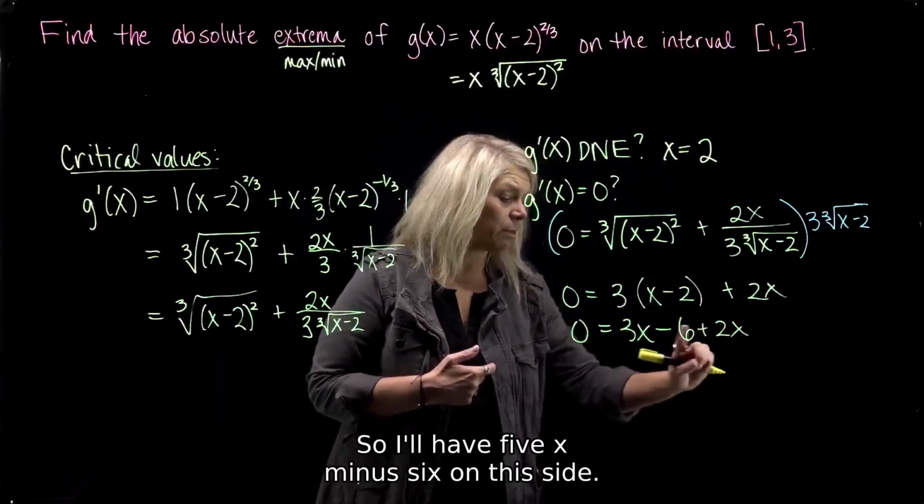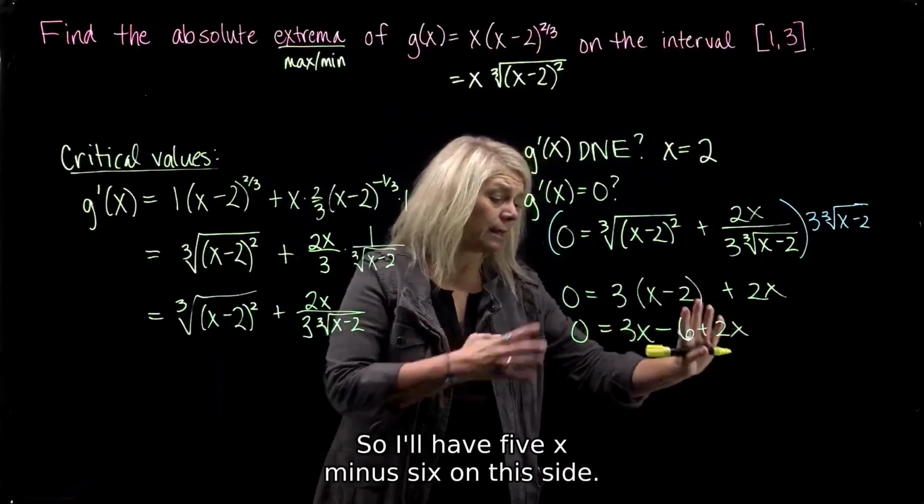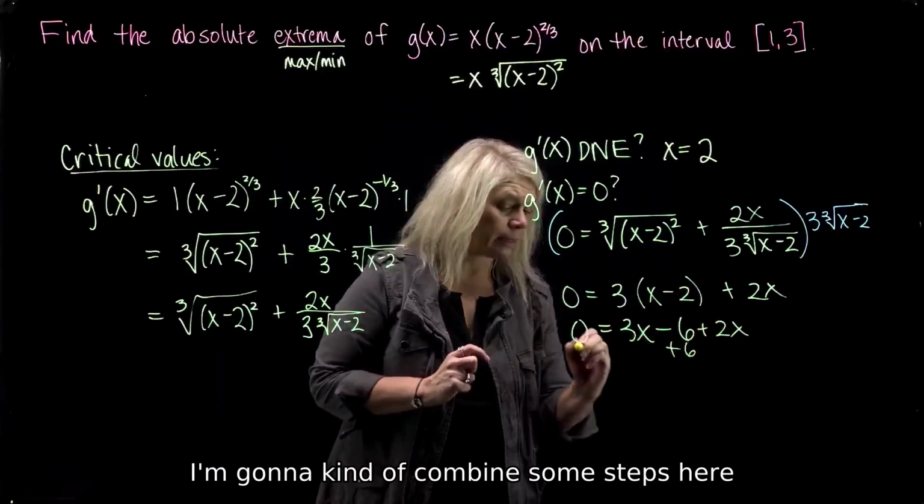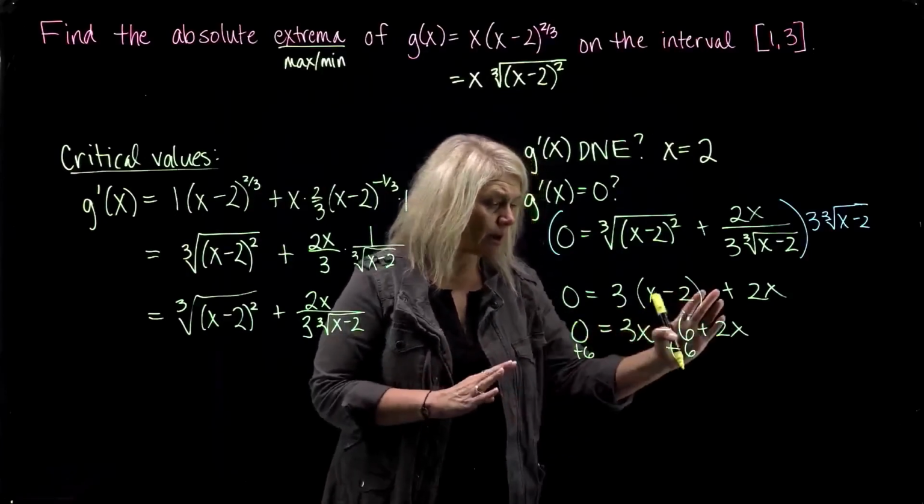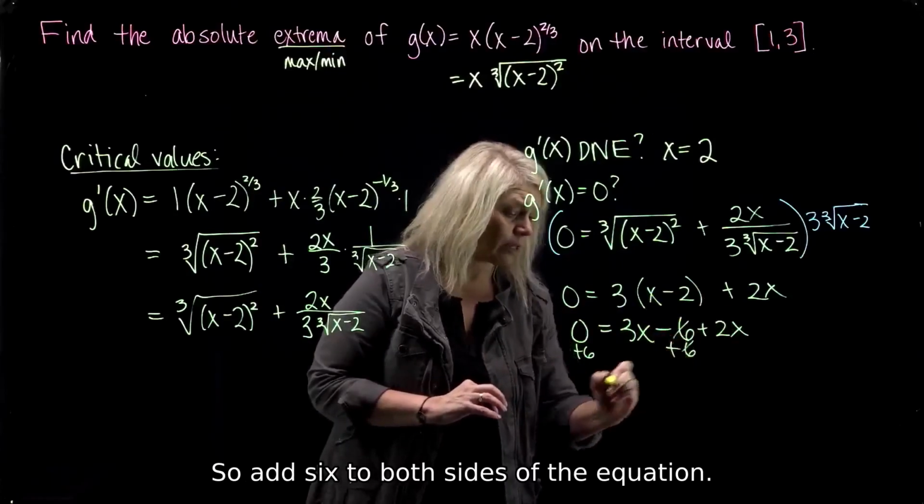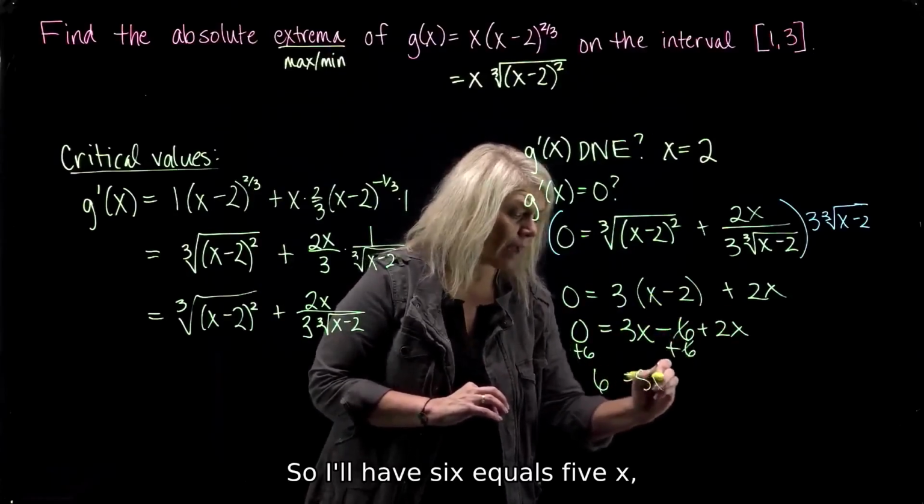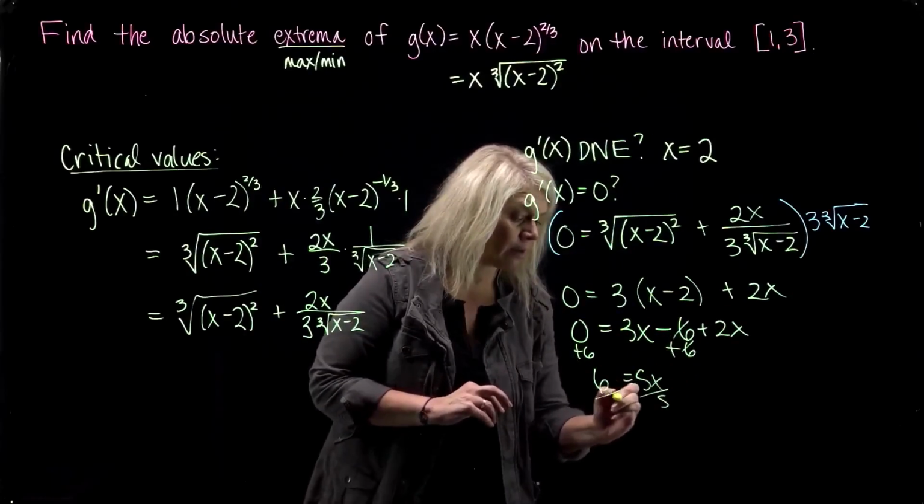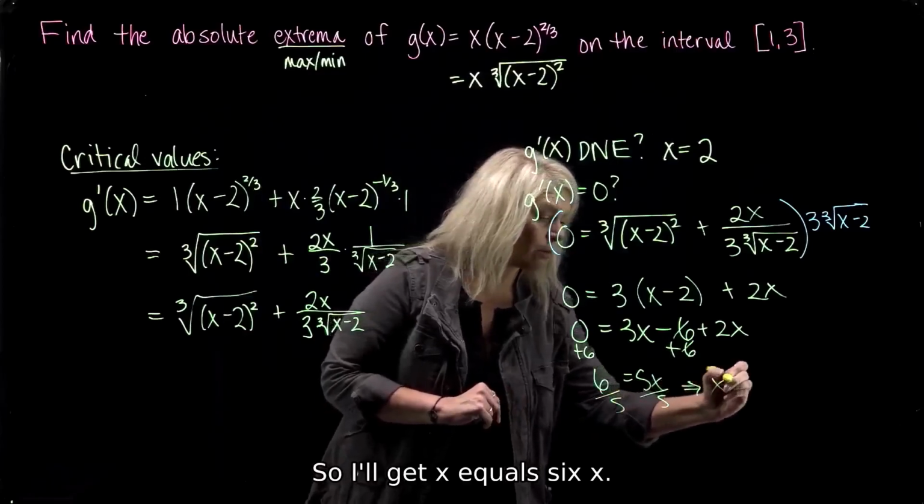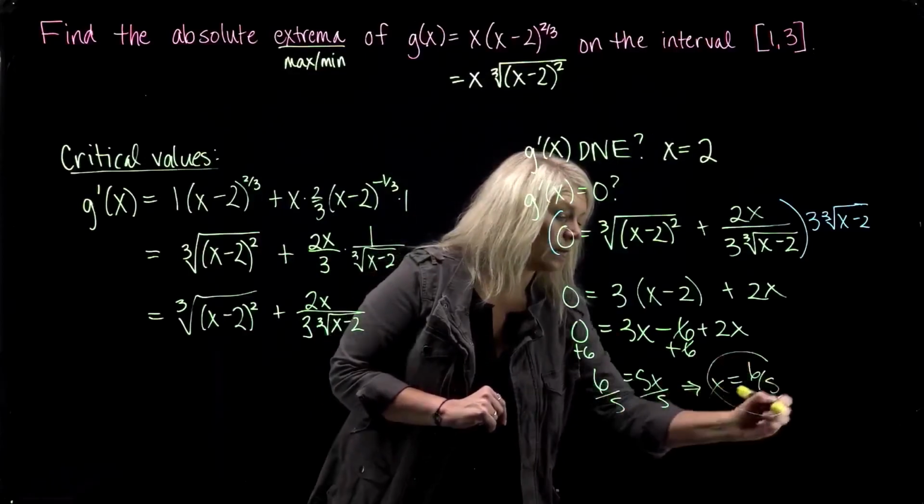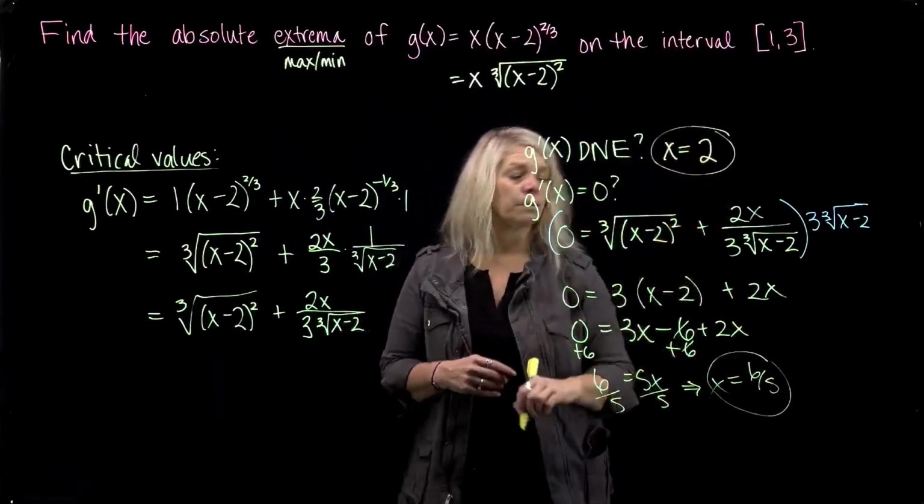So I'll have 5x minus 6 on this side. I'm going to combine some steps here to save some space. So add 6 to both sides of the equation. So I'll have 6 equals 5x, and then divide through by 5. So I'll get x equals 6 fifths. All right, so I have 2 critical values.